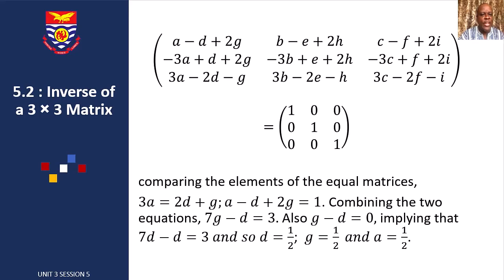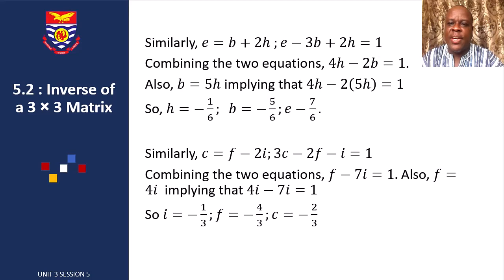So we form all the equations. Then, comparing the elements of the equal matrices, 3a can give us 2d plus g, and a minus d plus 2g will be 1. When we combine these two equations, we have 7g minus d to be 3, and also we have g minus d to be 0, implying that 7d minus d will be 3, and so d will be 1 out of 2, g will be 1 out of 2, and a will also be 1 out of 2. Again, let's pick the two equations.